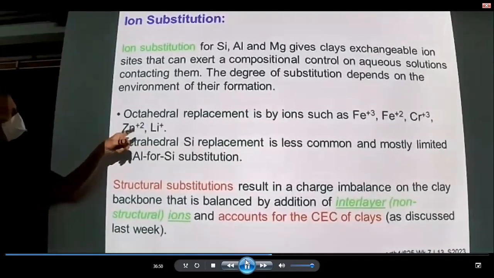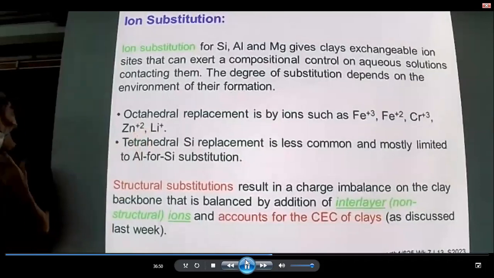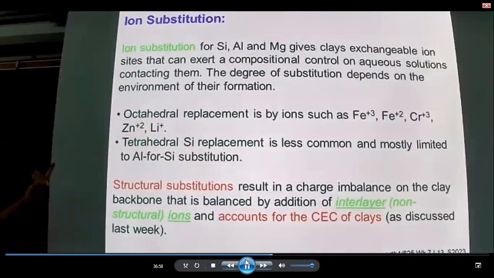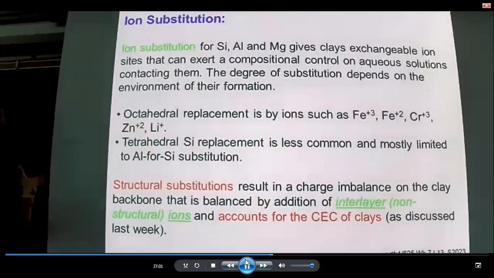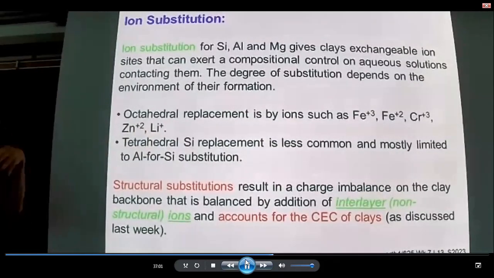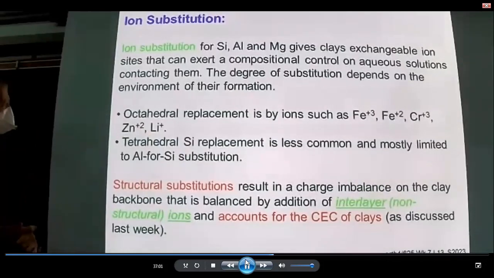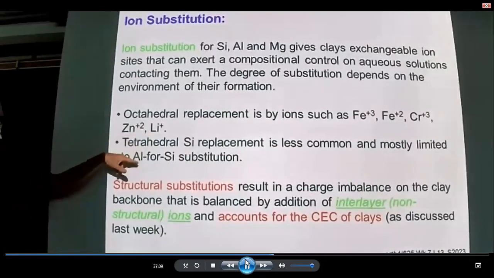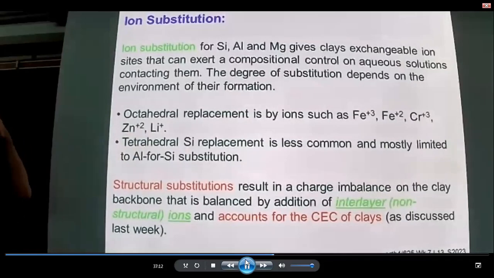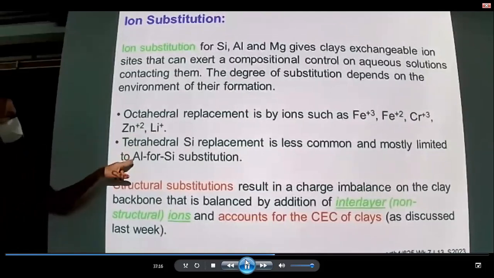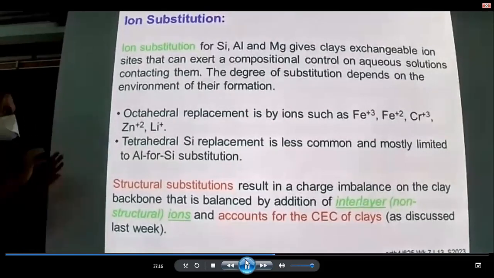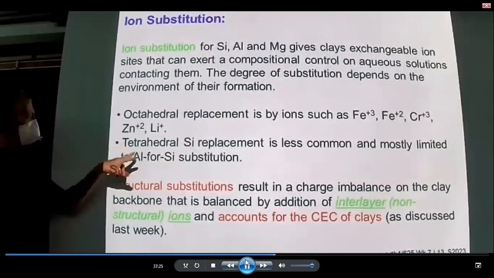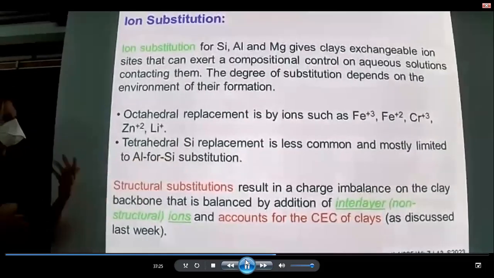But if we take something with a lower charge, so for instance, in the octahedral layer, if we take iron +2 or zinc +2 or lithium +1, and we replace aluminum +3 with that, those ions have less charge on them. That makes the mineral negative in charge imbalance. And the result is that other cations are drawn onto its surface to take their place. That is the nature of the charge buildup that accounts for the cation exchange capacity, the CEC, of clay minerals.